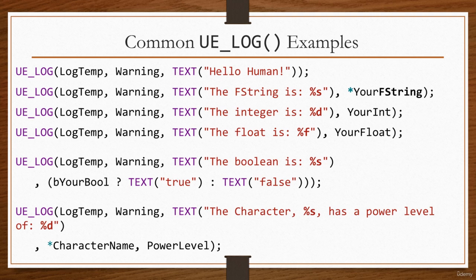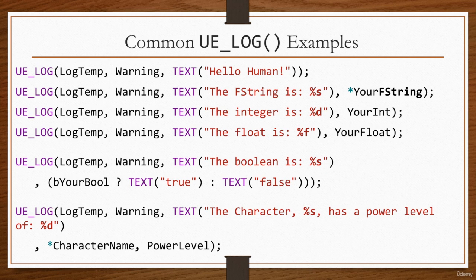Then if you want to see whether a boolean is true or false, you can use this sort of syntax. The boolean is %s, so you print out a string, but we can use the conditional ternary operator, and then we can check if it is true, then we print out true, otherwise we print out false.